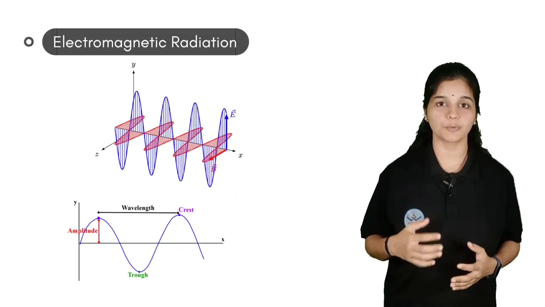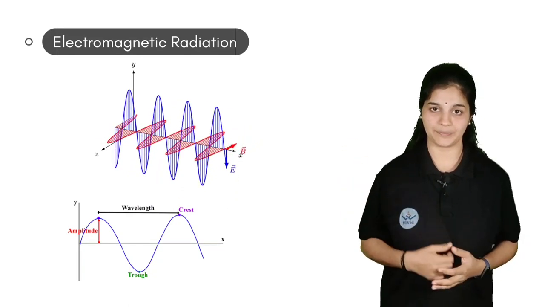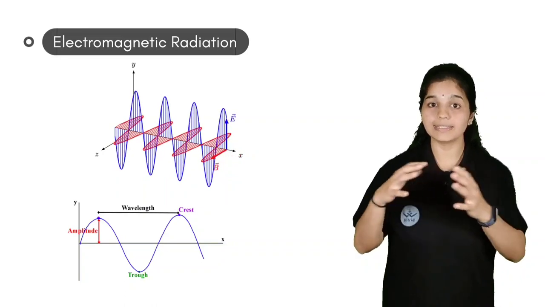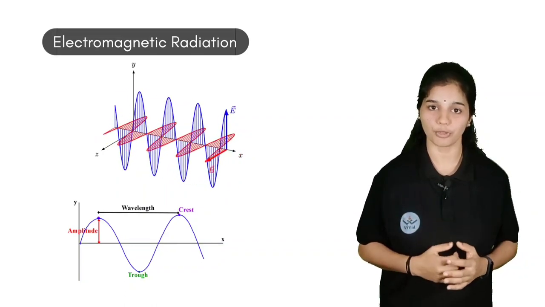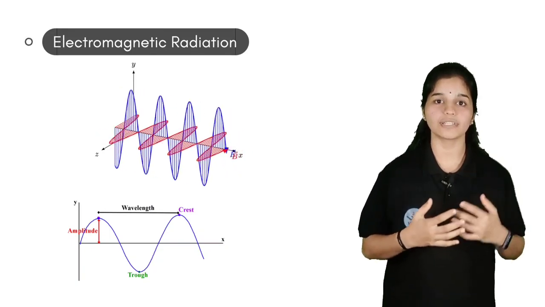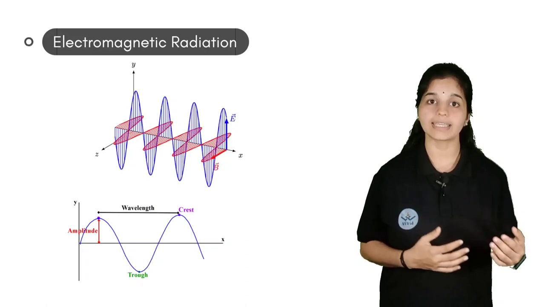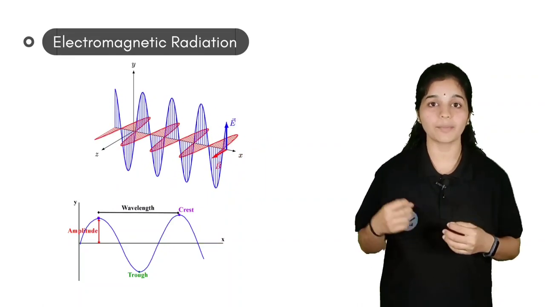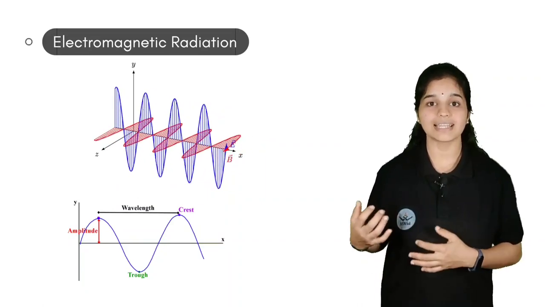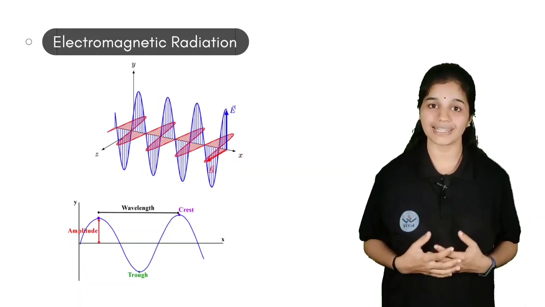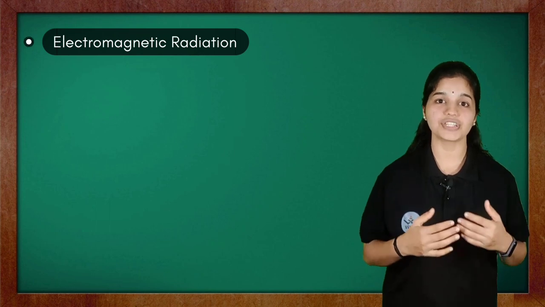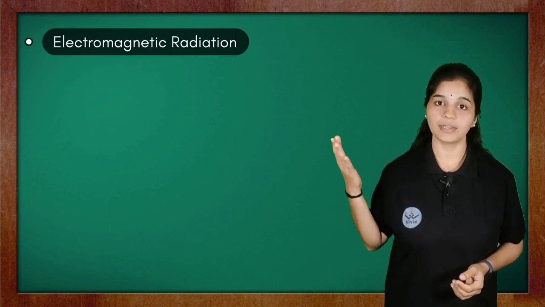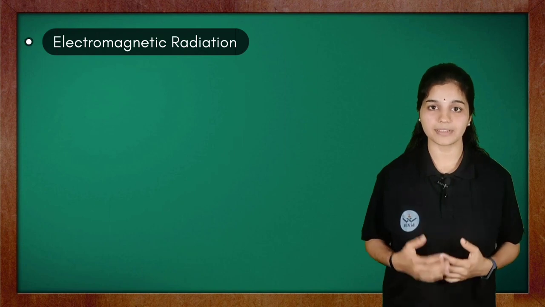You can visualize the propagation of electromagnetic radiation on the screen. As you can see, the electric field and the magnetic field are perpendicular to one another, and both are perpendicular to the direction of propagation. These electromagnetic radiations do not require any material medium for their propagation. They can travel through space. For example, sound waves require a material medium for their propagation, whereas electromagnetic radiations can propagate without any medium. There are various parameters which define these waves: amplitude, frequency, wavelength, time period, velocity. Let us discuss these parameters one by one in detail.